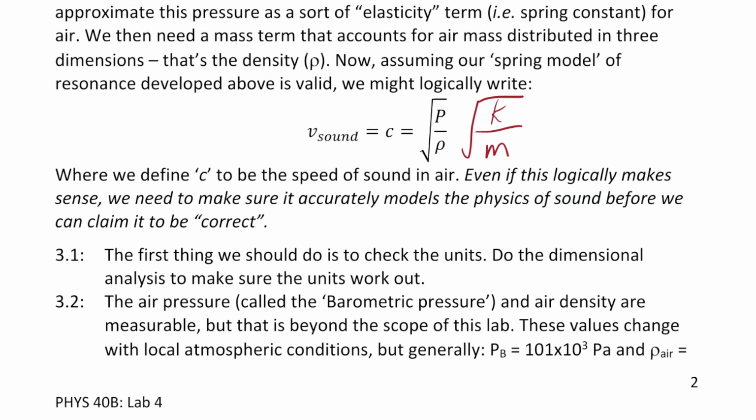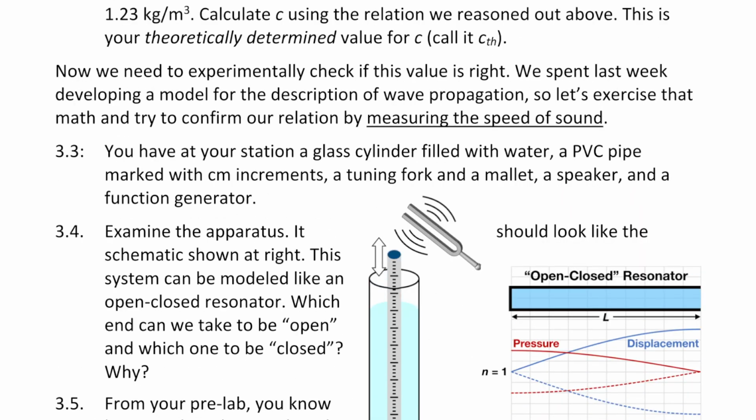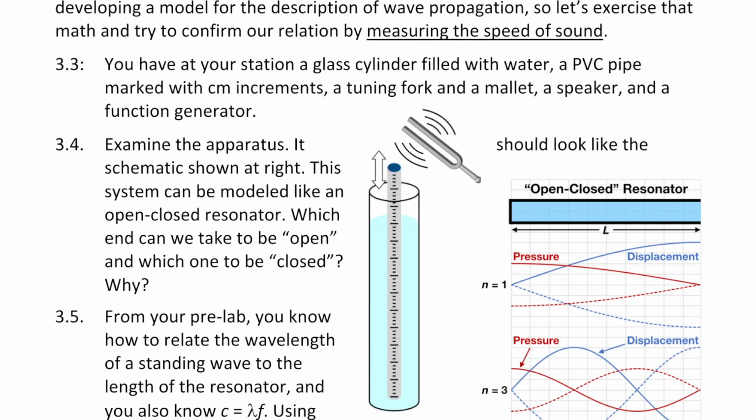And then where you do the actual lab is when you look at this tube of water with a PVC pipe in it, and you have a tuning fork. And so what you're gonna do is calculate what height the tube should be at, or not the tube, what height the PVC pipe should be at in the tube in order to get resonance.